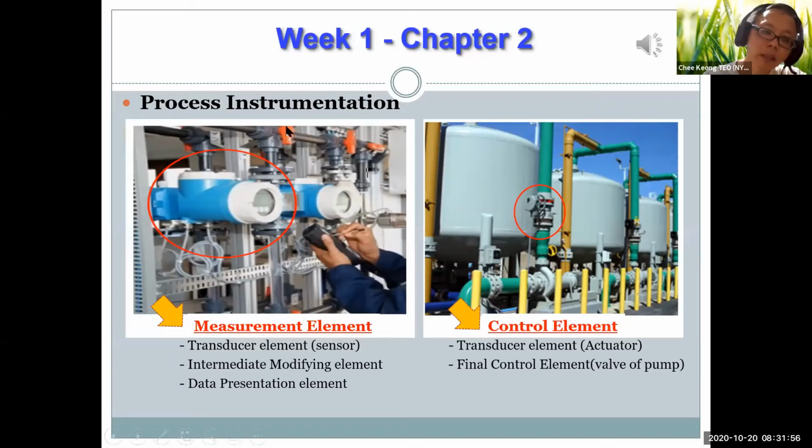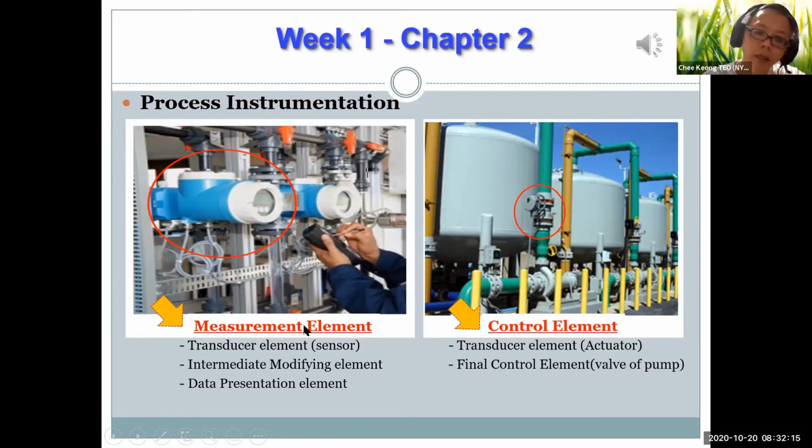Largely, any instrumentation setup will be very complicated, with a lot of valves, a lot of tools, a lot of displays. So broadly speaking, if you want to take control of the entire process, we are more interested in the measurement element and the control element.